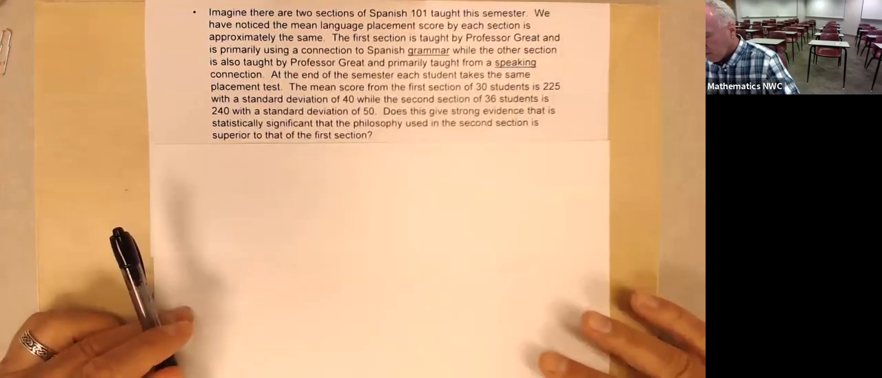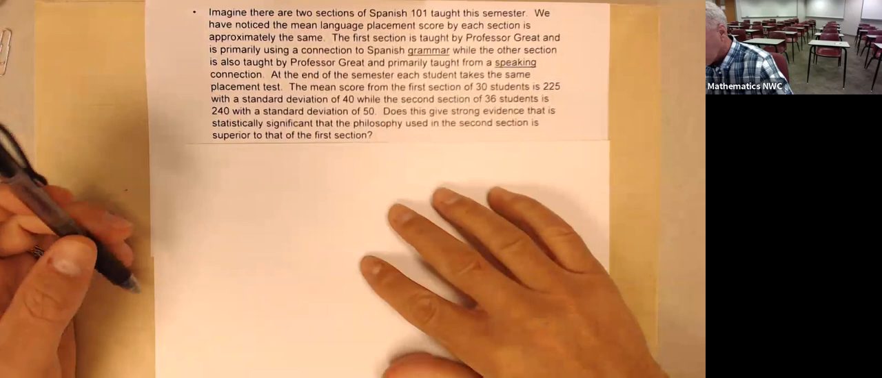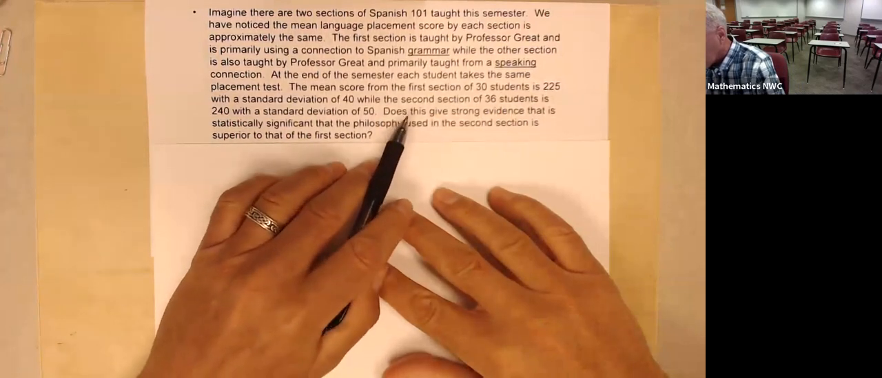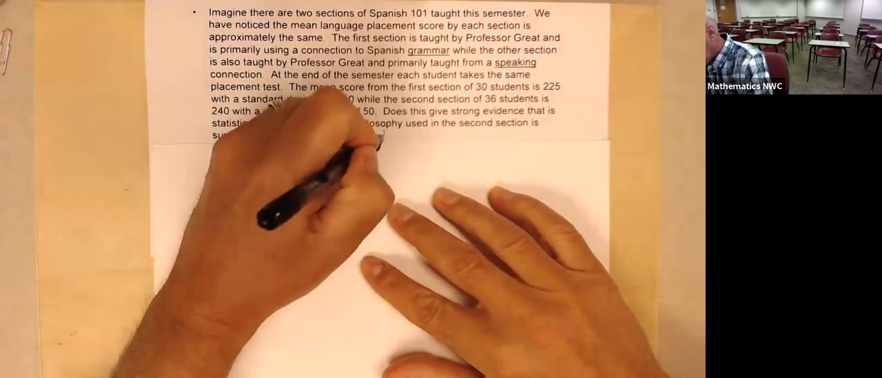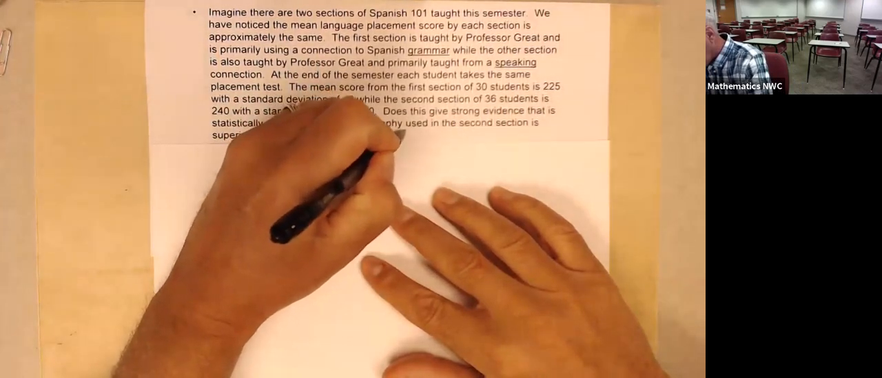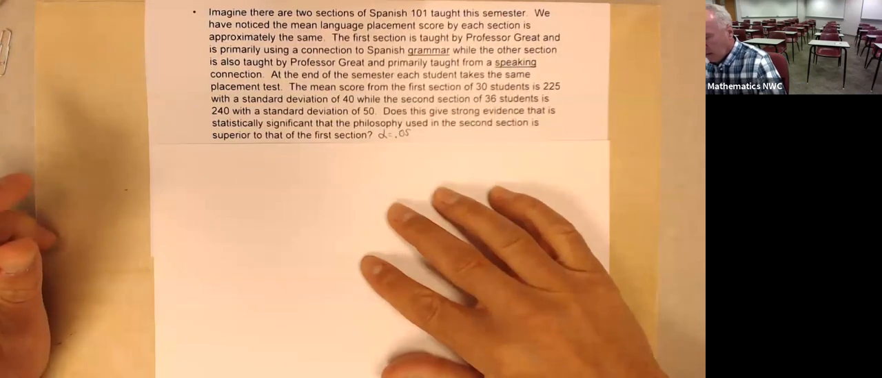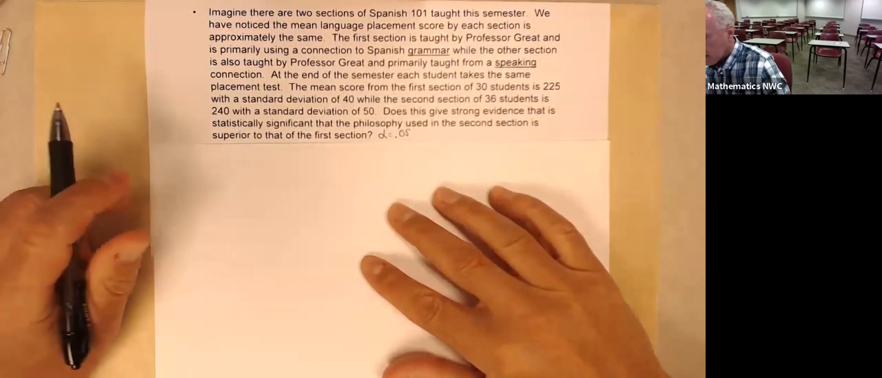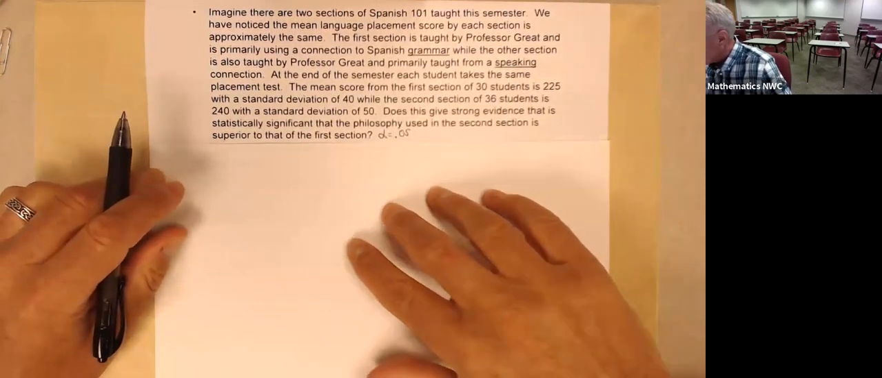Well, let's grind through this once. First of all, the hypothesis test. They're asking, does it give strong evidence? That's implying, of course, strong evidence is implying alpha is 0.05. Now, we're going to grind through once this entire problem and see how we've put it out.